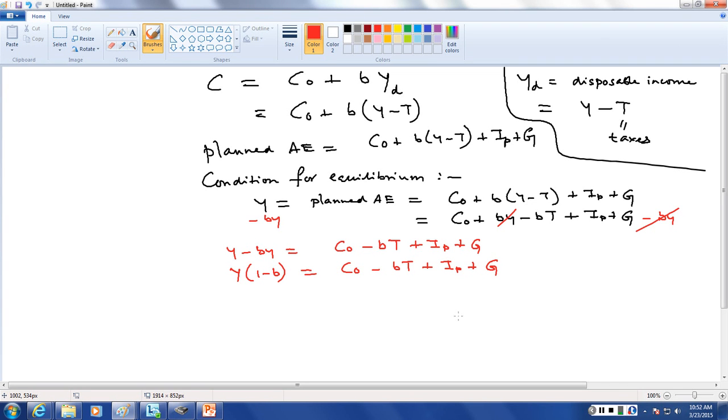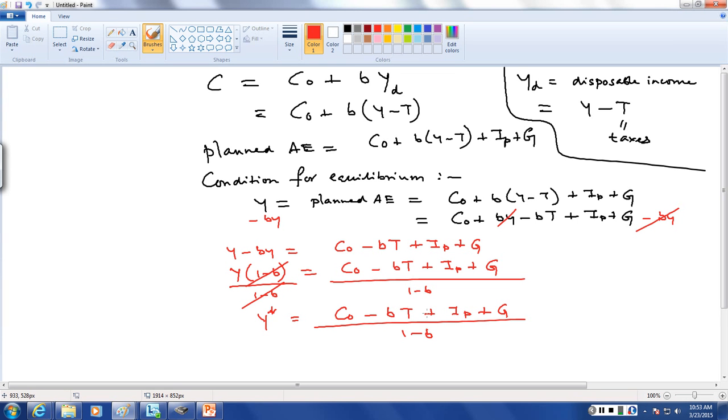The last step remains to solve for that Y, that equilibrium planned aggregate expenditure. And to do that, we divide through by 1 minus B as we did before. Cancel, cancel. And so we have our equation. Y star is equal to C0 minus B times T plus IP plus G, divided by 1 minus B. Agreed? Now that's a bit different from what we had before. What's different about it?